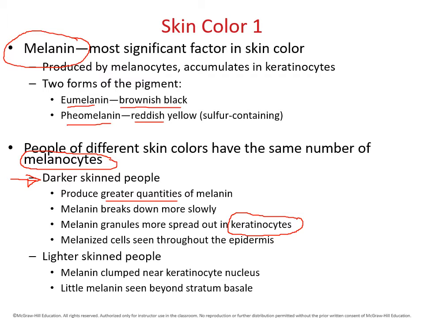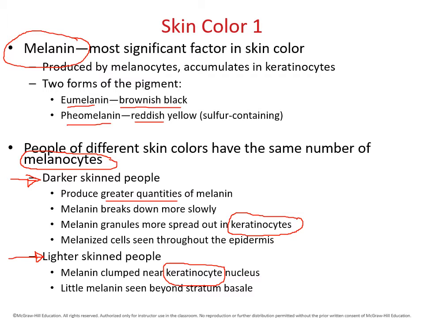On the other hand, for someone who is a light-skinned individual, their melanocytes do not produce as much melanin, and the melanin that's produced is not as easily taken up by the keratinocytes. And when it is taken up, it tends to be clumped or clustered together in the nucleus, thereby leaving the remainder of the cell colorless or unpigmented. Hence what we see is very little pigment peeking through the stratum basale.